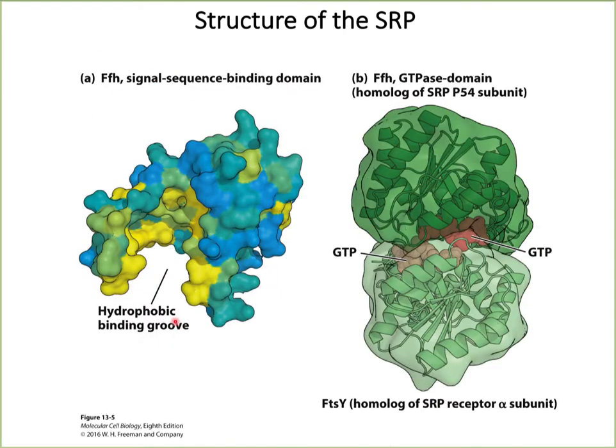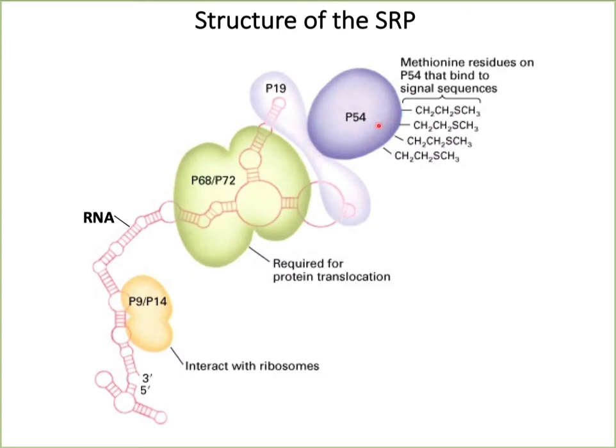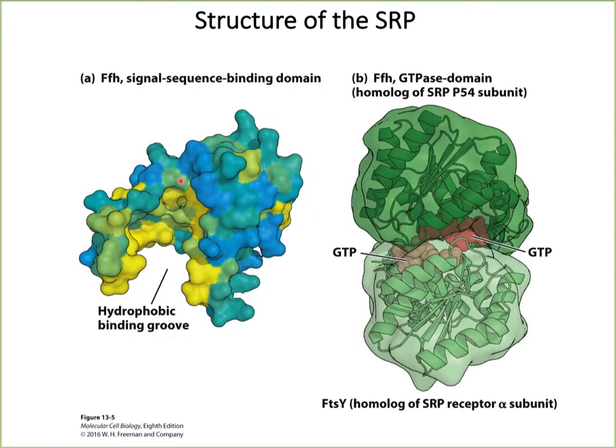So here is a molecular structure of the bacterial FFH protein, which is a homolog of the P54 portion of the signal recognition particle, or SRP. So here is being shown that this is the hydrophobic cleft where the hydrophobic amino acid side chains bind, and this is the protein binding sequence to the SRP. On the right here is a structure known as FtsY, which is an archaeal homolog of the alpha subunit of the SRP receptor, which was not shown in the previous picture.